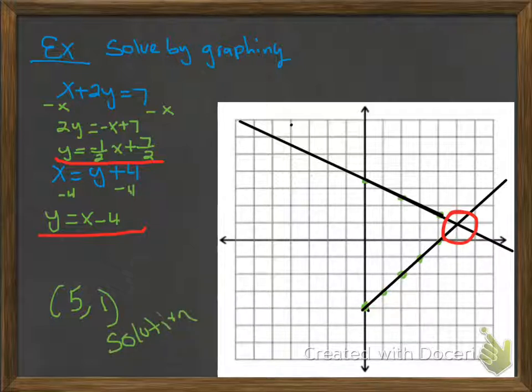I can always check that by plugging it into both equations, and it should work. In the first one, 5 plus 2 is equal to 7, yes, and 1 plus 4 is equal to 5.